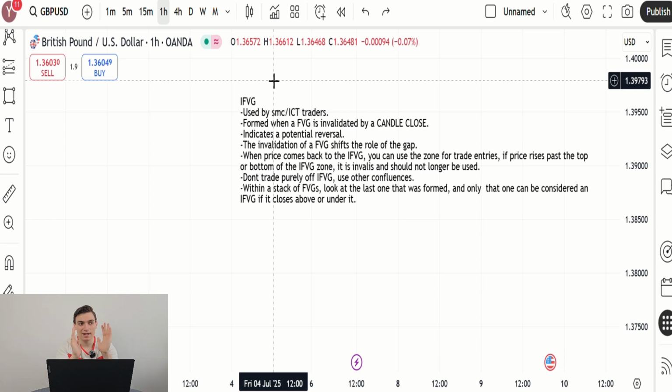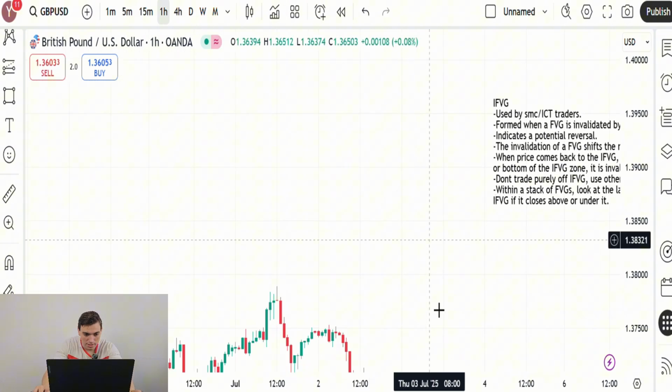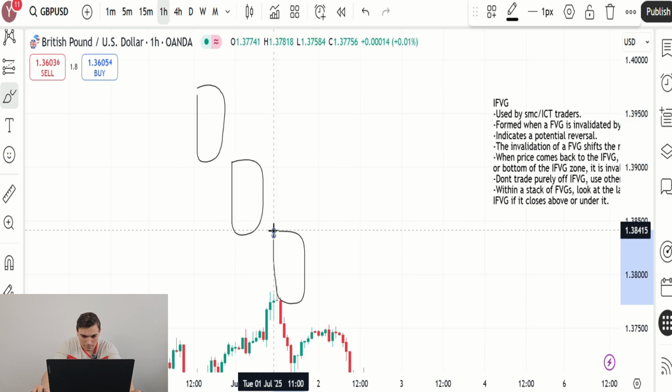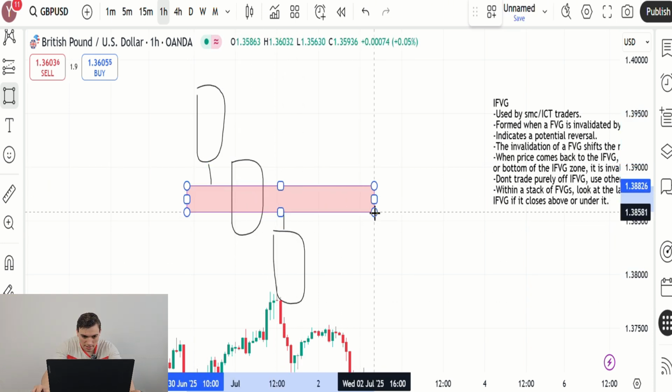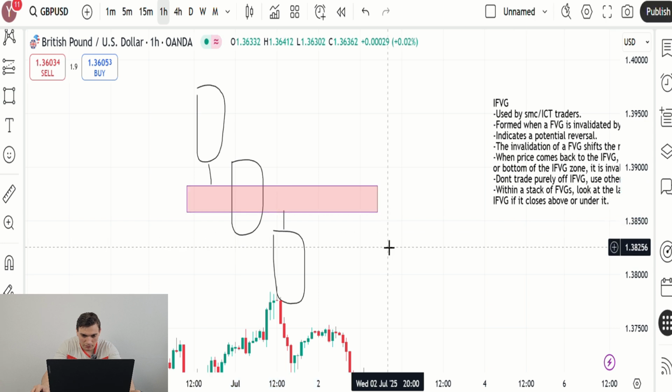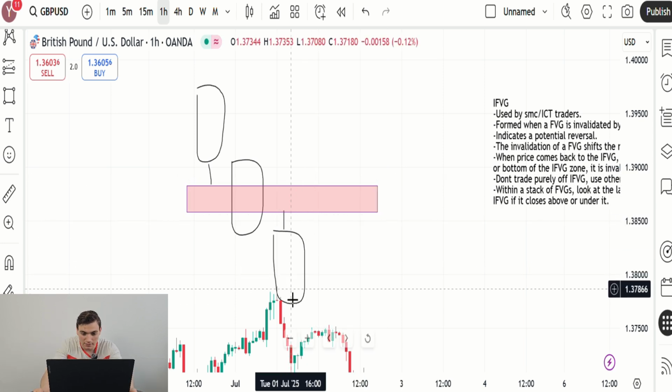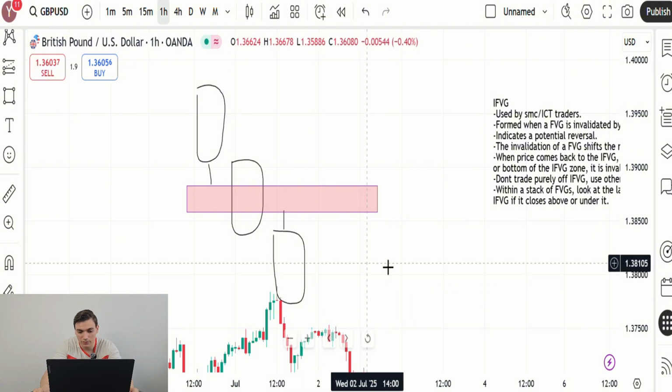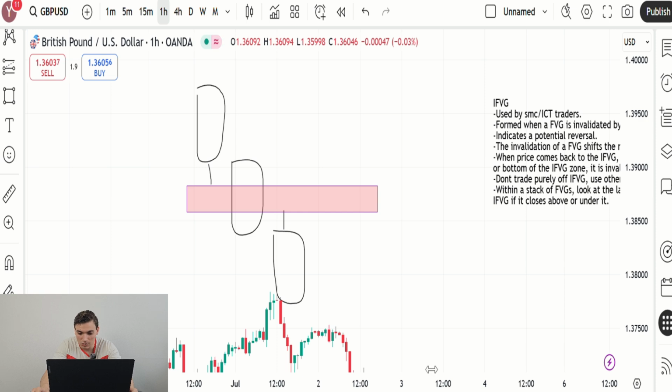So an inverse fair value gap is formed when a fair value gap is invalidated by a candle's close. Okay, this is really important, not just the wick, by a candle close. I'm gonna draw this. As you can see, we have this fair value gap right here. For it to be invalidated and become an inverse fair value gap, the next candle, or not the next one, it can just be the second, the third, or the fourth, it doesn't matter, but a candle has to close above it.